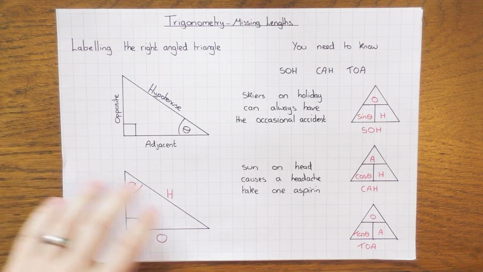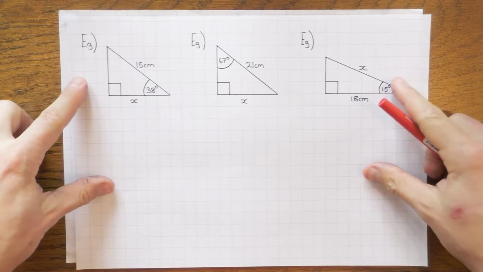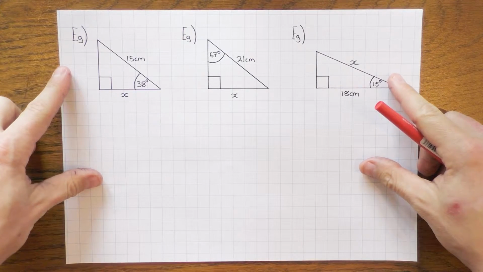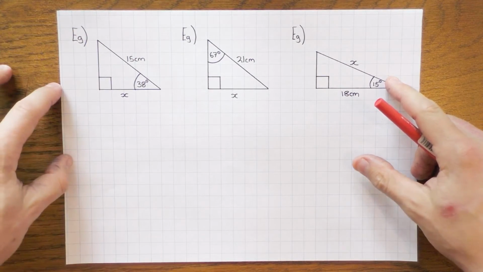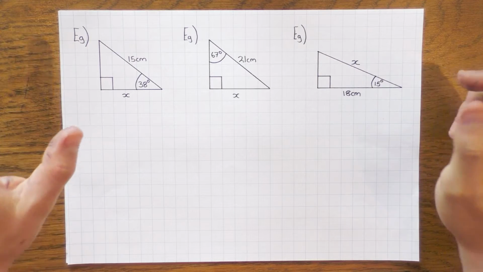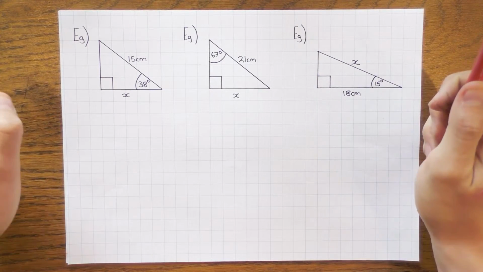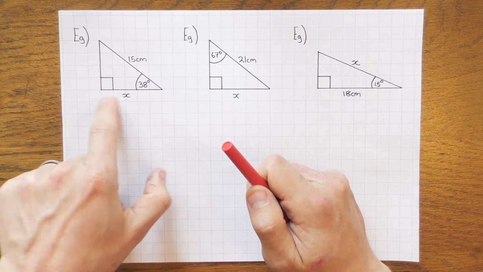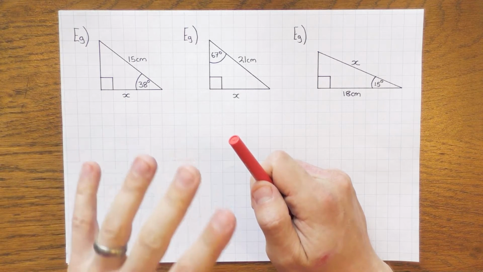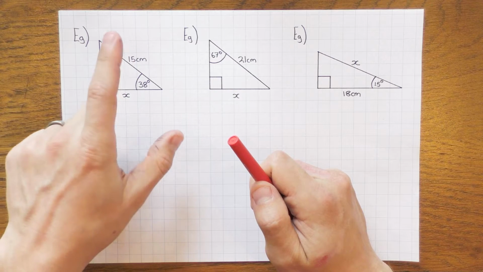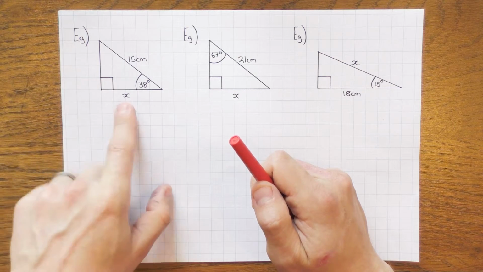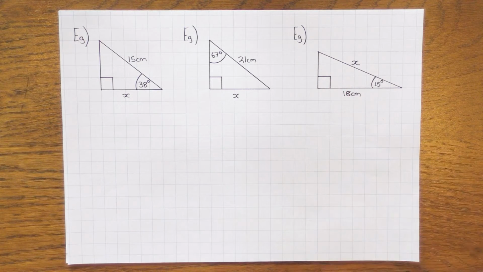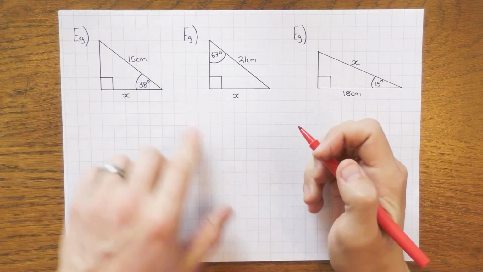So let's get cracking and have a go at some questions. Right, so here's three right angle triangles. We're going to start with this one. You do not label all three sides. You might notice we've been given one side and I need to work out what this side is here. So you only label those two sides, the side you've been given and the side that you want to work out. So let's get practicing with our labeling.